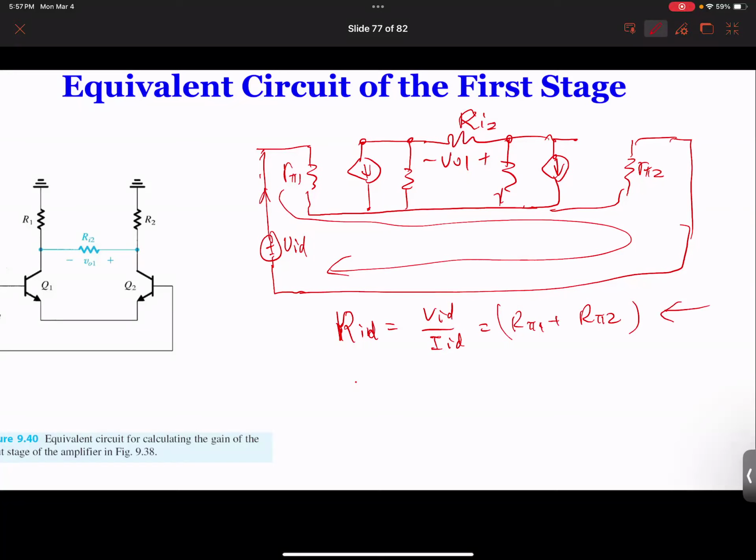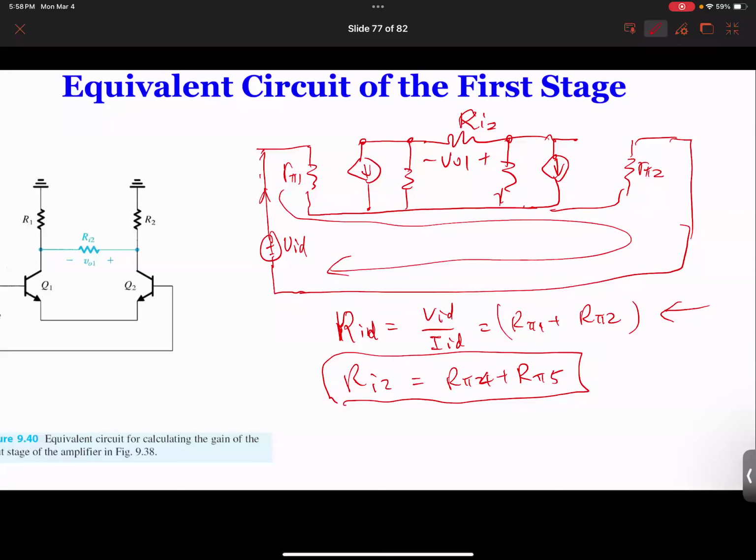And remember, the second stage is the same. If you look at the second stage differential amplifier, we can easily claim that Ri2 equals R pi 4 plus R pi 5. That's your Ri2. So at this point, what we need to do is find out what R pi 4 and R pi 5 are, and we also need to get the gain from here.